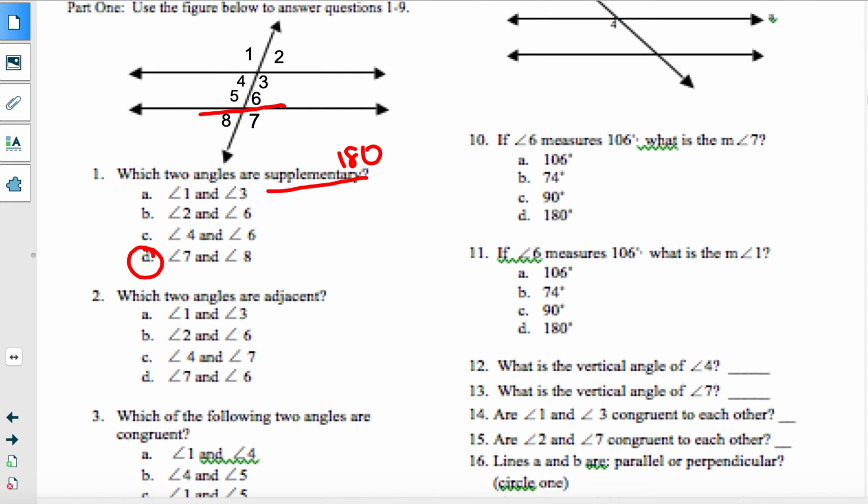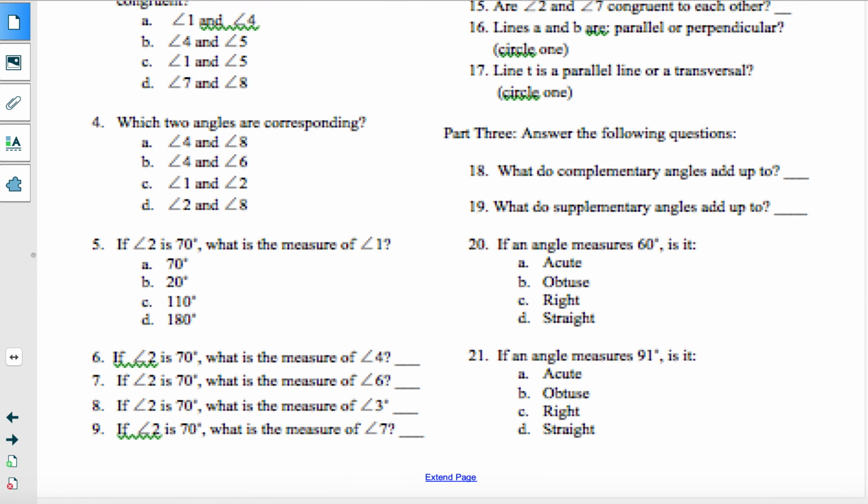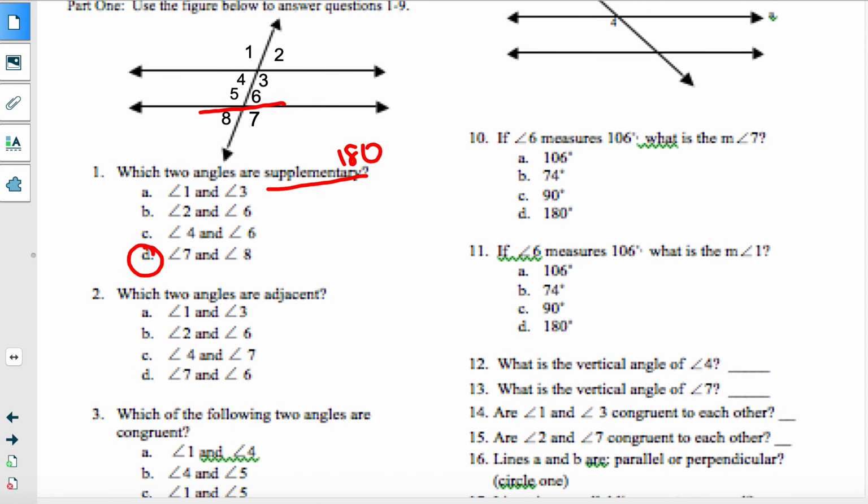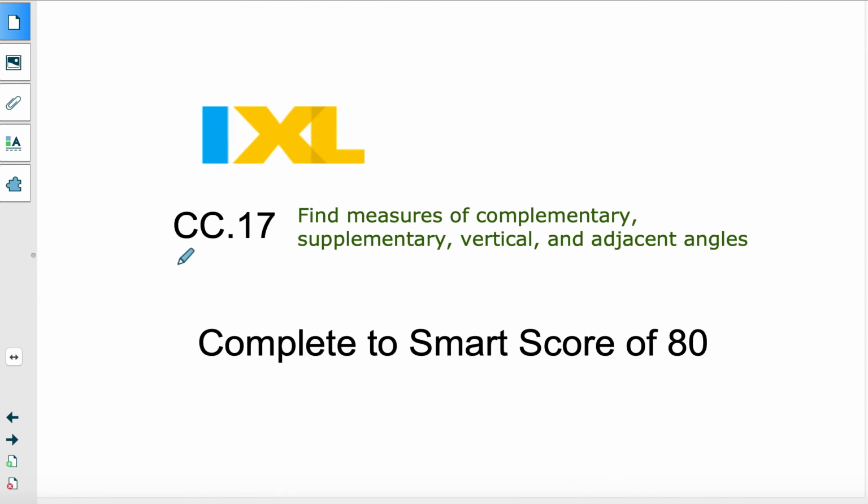So you're going to go through this, you're going to fill in each one, and then you're going to put it into backpacks. When you're done, you're going to get yourself ahead. This is not due tomorrow, but you want to get ahead and you're going to start working on CC 17 so you cannot have any homework on Friday.